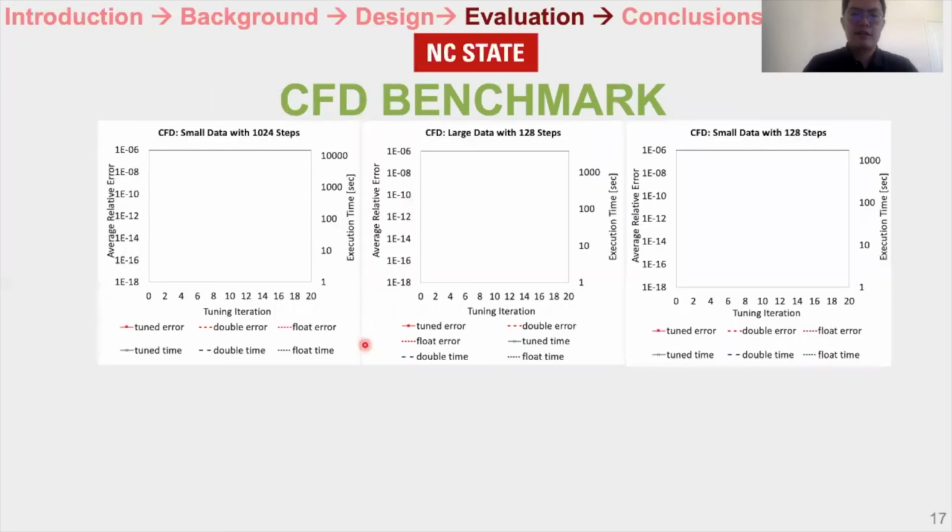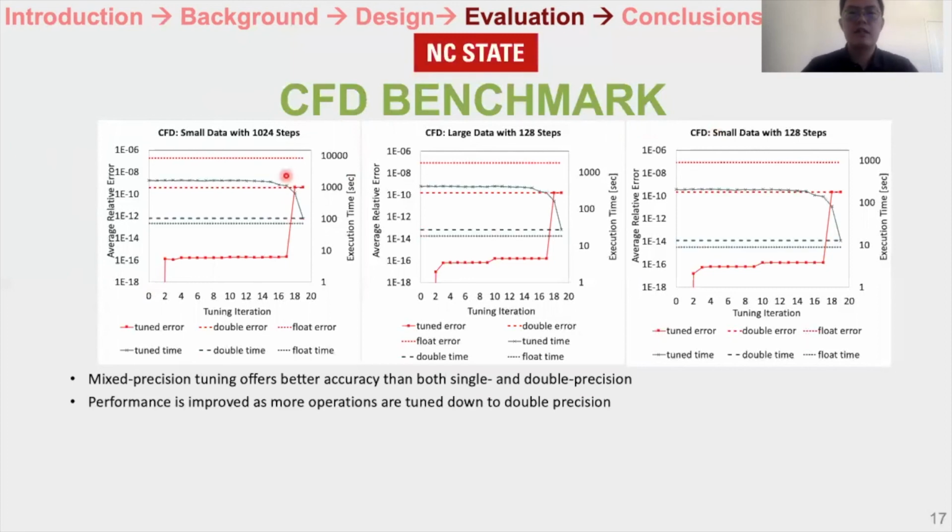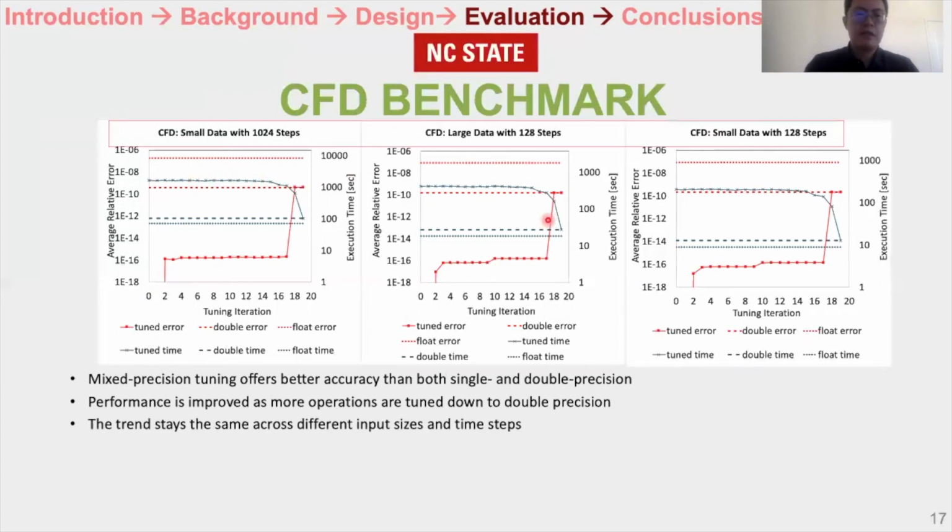The x-axis is the tuning iteration, the y-axis on the left is the average relative error, and the y-axis on the right is the execution time. The different figures indicate different data sizes and also different running configurations. The time steps here means the running times for the computation. First, for these red lines we can see the tuning errors. We can see the mixed precision tuning error with solid lines always has better accuracy compared with double and single precision. Second, we can see these solid lines for our mixed precision. The performance improves as more operations are tuned down to double precision. Third, we can see the trend stays the same across different input sizes and time steps.